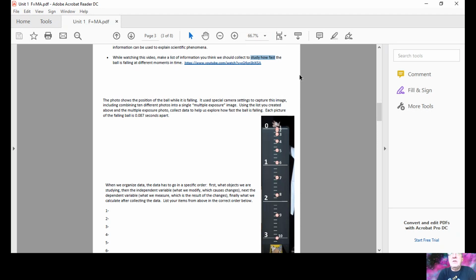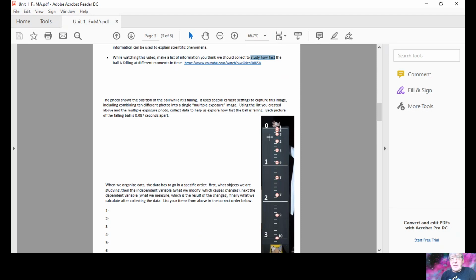But wait a minute, what is speed really? It's a distance in a certain time. So when we say something's fast, we're not only talking about how far it went, we're also talking about the time it took to get there. So if we're going to study something that's moving and study its speed, how fast it is, don't we need to know something about the time that has gone by and the distance that it has moved?